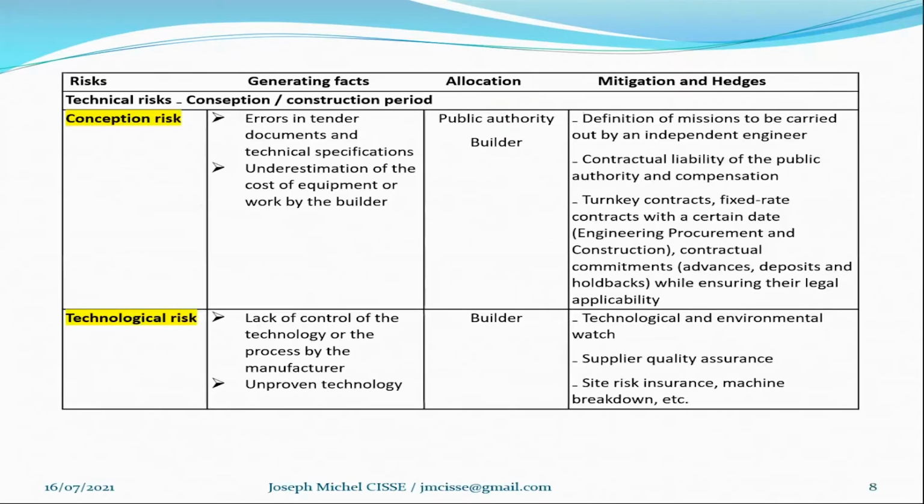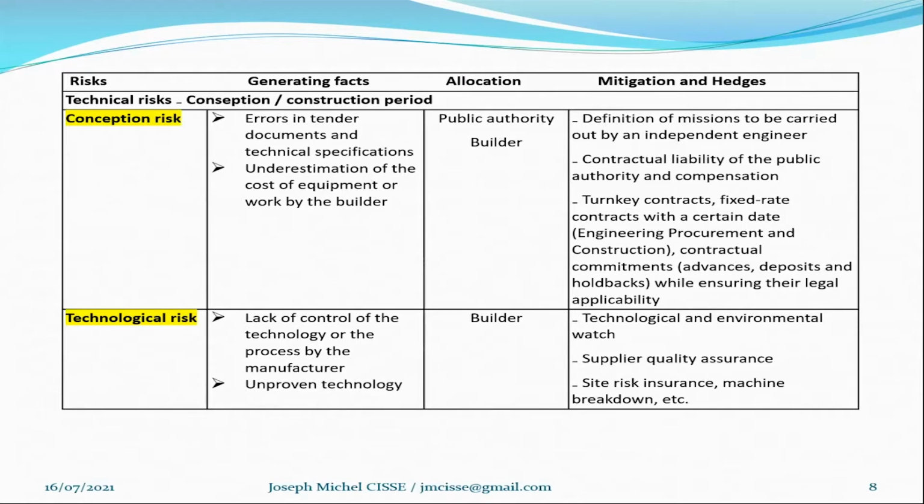Risk, generating facts, allocation, mitigation. This is all what we will use in technical risk from conception through construction period. What is conception risk? The generating facts: error in tender documents and technical specification, underestimation of the cost of equipment or work by the builder. In allocation, this is also considered a public authority and builder.